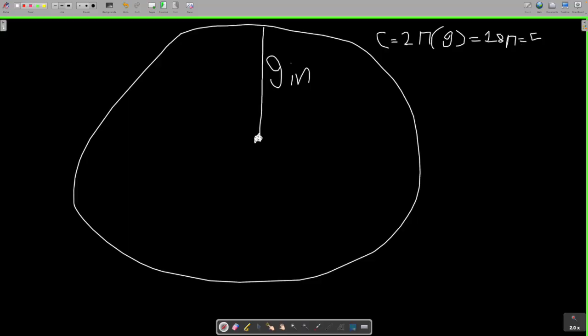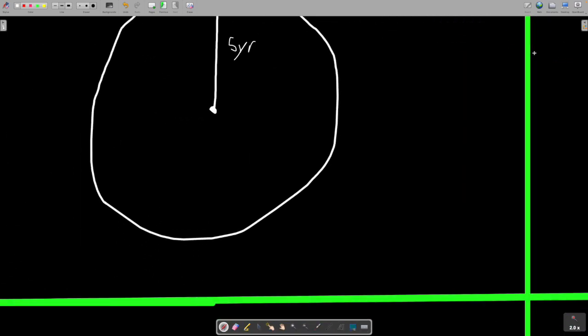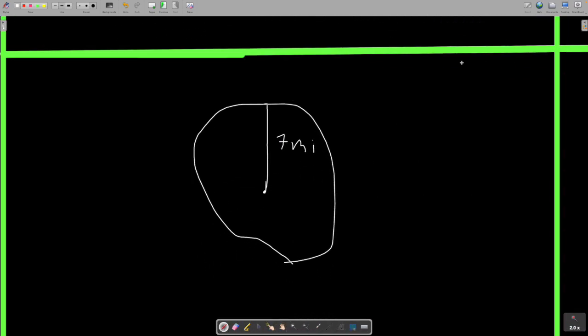So we have 56.5. And then the unit is inches. So that's the answer. Whoops, I gotta go down for the next example. Okay, it's 7 miles. So let's just do it without writing anything. So 7 times 2 is 14. 14 times pi, that's like 53. So the answer is 53 miles.